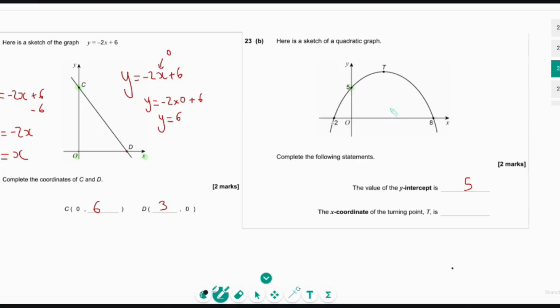The x-coordinate of the turning point. Well, there's the x-coordinate of the turning point. See, this graph is symmetrical. So there's 8 from 0 to 8 and 2 on the other side, which gives 10 in total. Half of 10 is 5, so there must be 5 on each side of here. So 8 take away 5 is 3, so it would be 3.